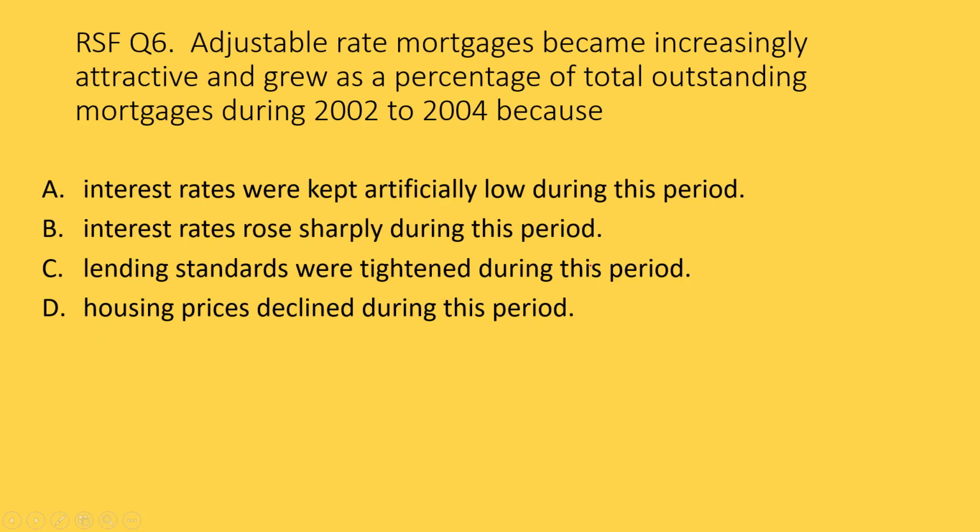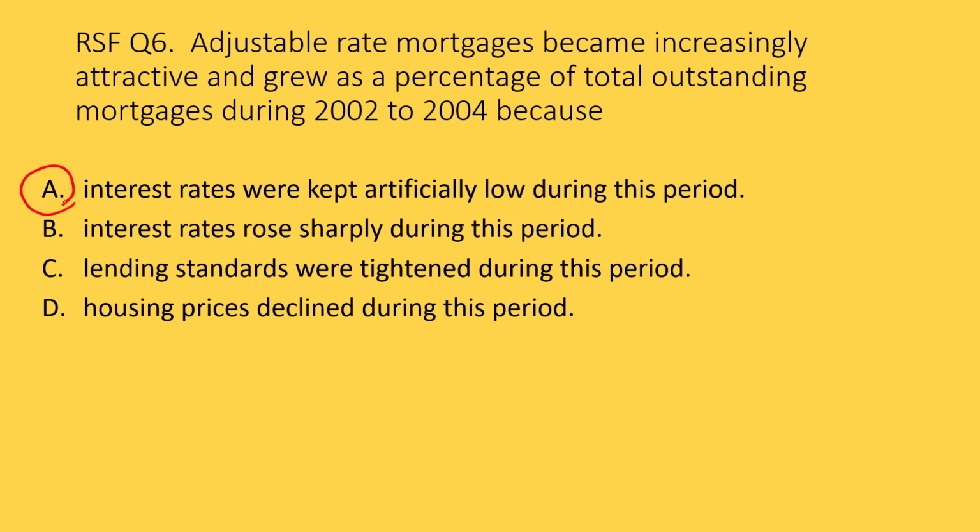And then finally, adjustable rate mortgages became increasingly attractive and grew as a percentage of total outstanding mortgages during 2002 to 2004 because, and the answer for this is A, remember the Fed kept those interest rates artificially low during this period in an effort to try to stimulate the economy, and in doing so made those adjustable rate mortgages, which again means your housing payments are lower when interest rates are low, makes those types of loans more attractive.